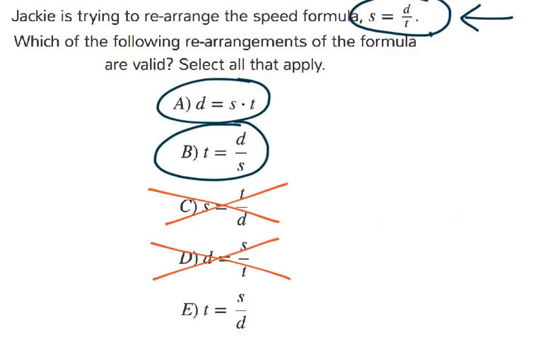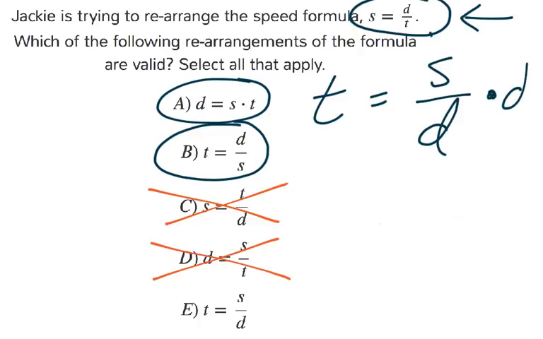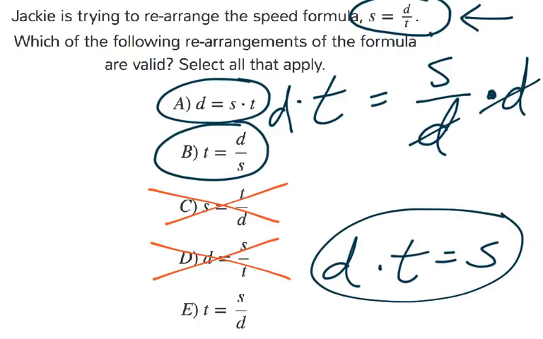Last one. T equals s divided by d. Again, let's try to get s by itself. Let's multiply both sides by d to get it out of the denominator. These cancel out. S equals d times t. Well, that's different than what I started with, which is up here. S equals d divided by t. So again, that's not the same. Not going to work. My only 2 answers are A and B.